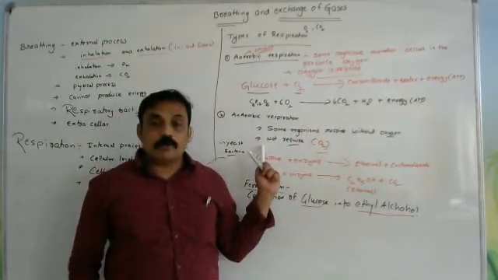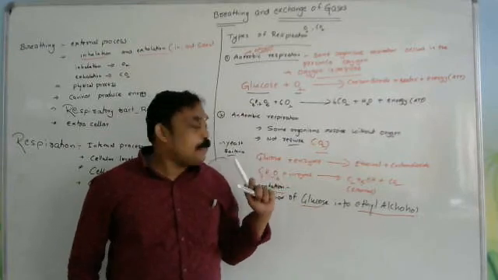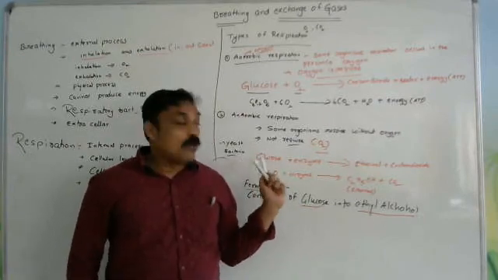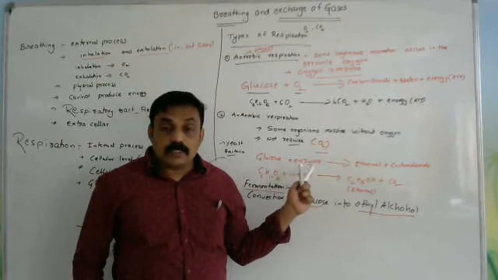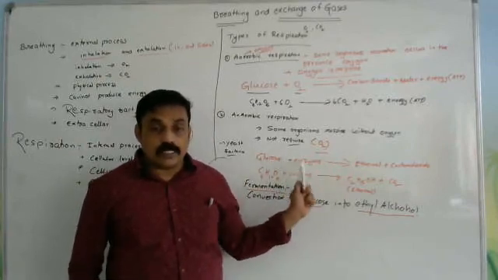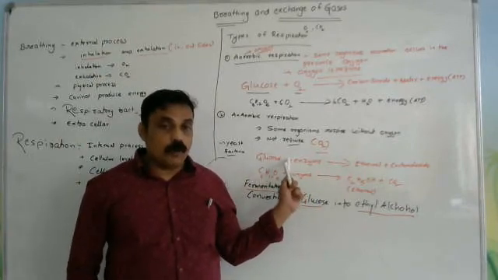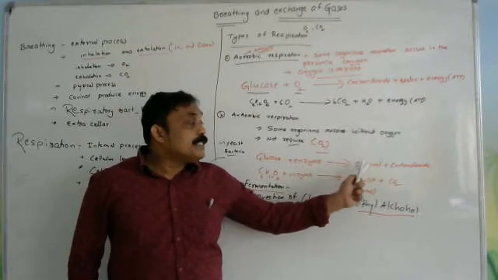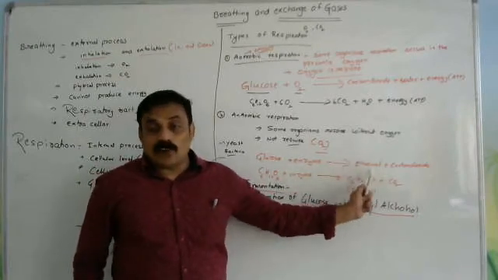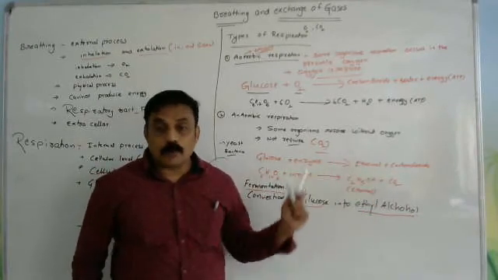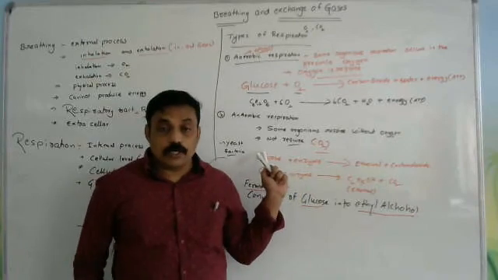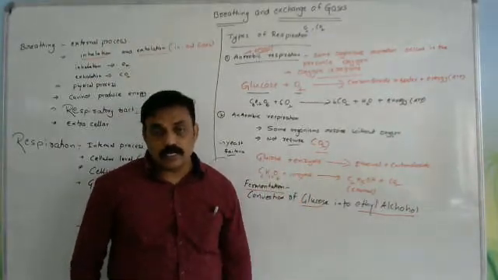What is the anaerobic process of respiration? In anaerobic respiration, the glucose molecule, in the presence of enzymes, with no oxygen involved, releases ethanol or ethyl alcohol and carbon dioxide. That process we can call anaerobic respiration.